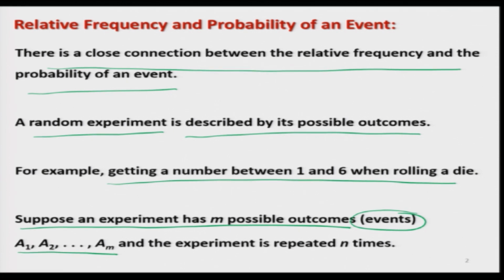And suppose the experiment is repeated. For example, we assume that the experiment is repeated small n number of times. What does this mean? For example, when you are trying to roll a die, there are possibilities that you may get 1, 2, 3, 4, 5 or 6. So, these are your 6 events A1, A2, A3, A4, A5 and A6.